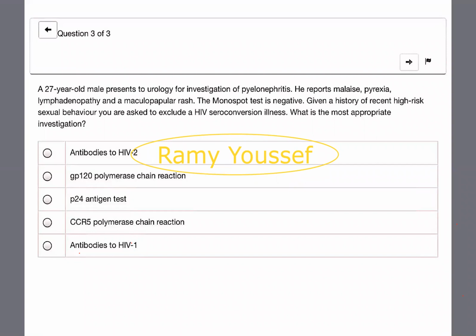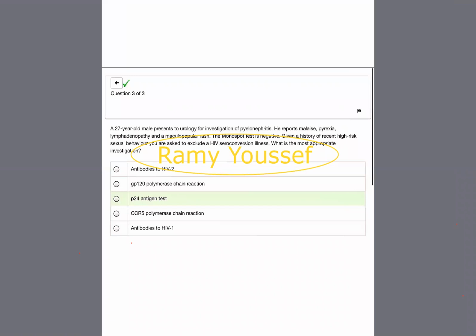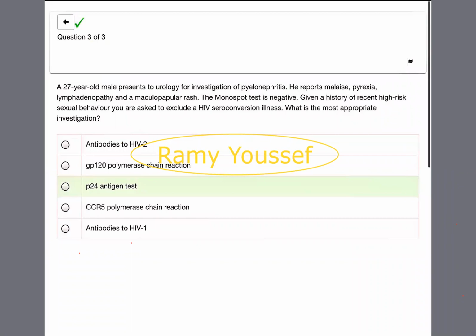Okay, it's a difficult question. I guess the GP120 polymerase chain reaction. Okay, let's see the chat. PCR, yeah. P24, Dr. Mohammed, Dr. Ghada, C. Okay, exactly, the answer is C, P24 antigen test.